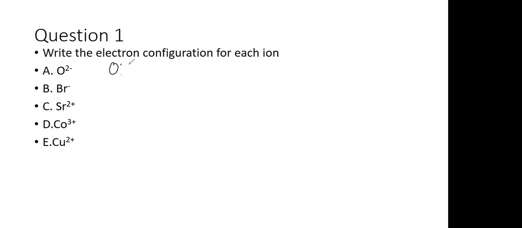So neutral oxygen is 1s2, 2s2, 2p4. If it's oxygen minus 2, that means it's gained 2 electrons. So oxygen minus 2 is 1s2, 2s2, 2p6, because it's gained those 2 electrons. And you always put those electrons in the outermost shell, right? So I'm going to give everybody a few minutes again. See if you can write down the electron configurations for B, C, D, and E.